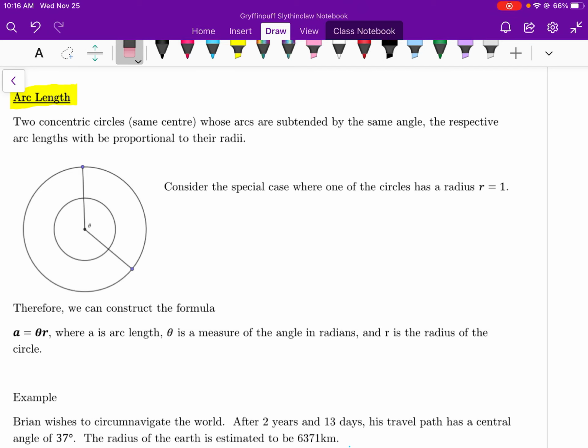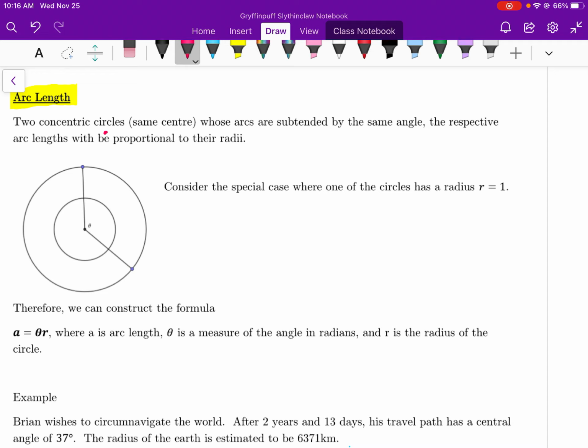All right, so we're going to talk about arc length. And suppose I have two concentric circles whose arcs are subtended by the same angle. Their respective arc lengths are proportional to the radii. Very simply, let's work through that sentence again.